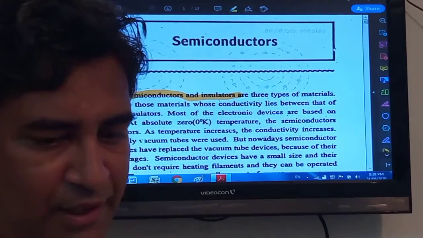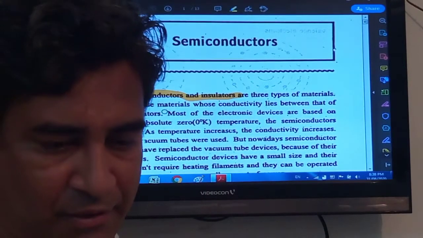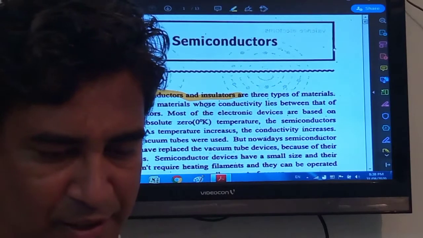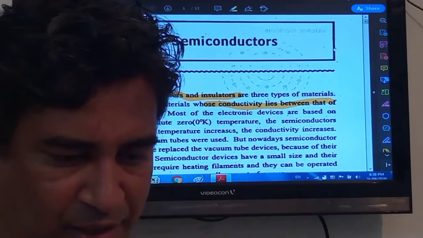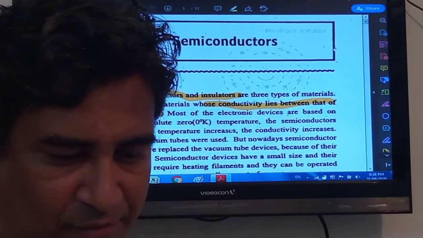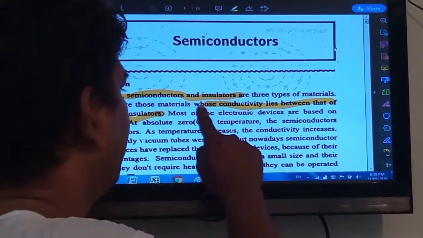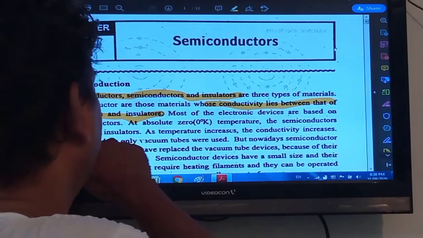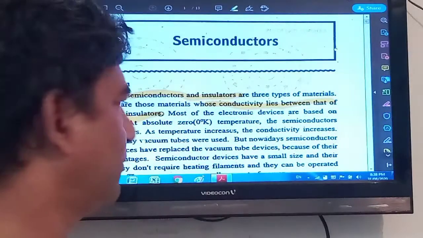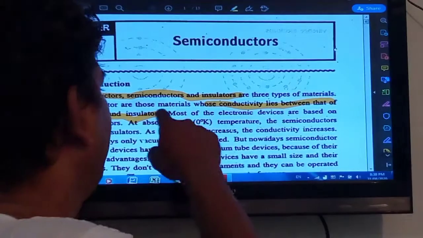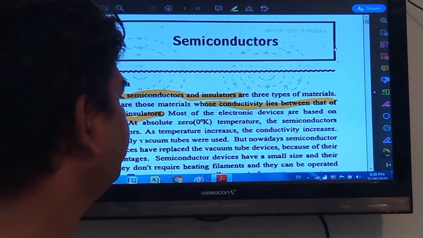Semiconductors are those materials, mark the definition: semiconductors are the materials whose conductivity lies in between conductor and insulator. Okay, whose conductivity lies between the conductor and the insulator. Yes, draw the line for the examination.